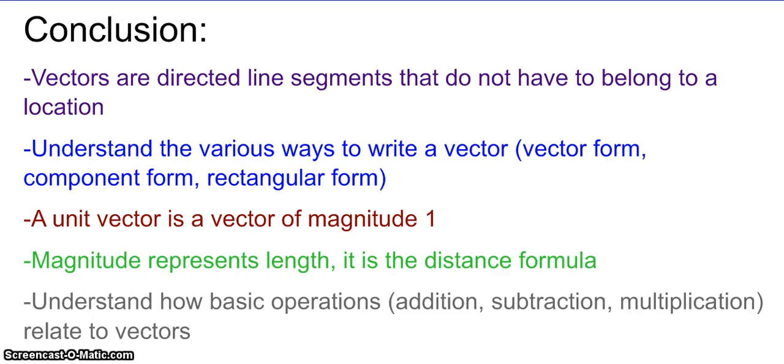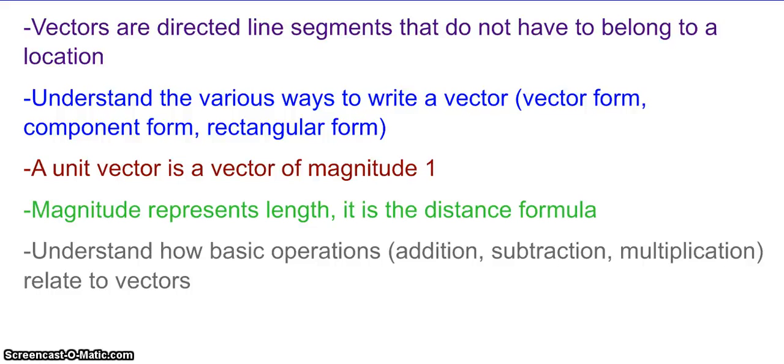Okay, so conclusion. Vectors are directed line segments that do not have to belong to a location, so they can shift wherever you want them to shift. Understand the various ways to write a vector: vector form, component form, and rectangular form. A unit vector is a vector of magnitude 1. Magnitude represents the length, therefore it is always going to be positive. It is the distance formula. Understand how basic operations, addition, subtraction, multiplication, all of that stuff relates to vectors.